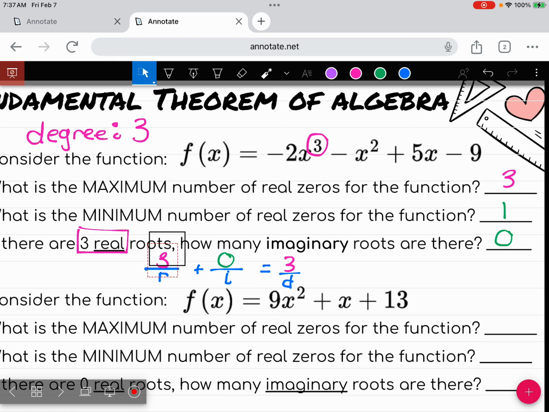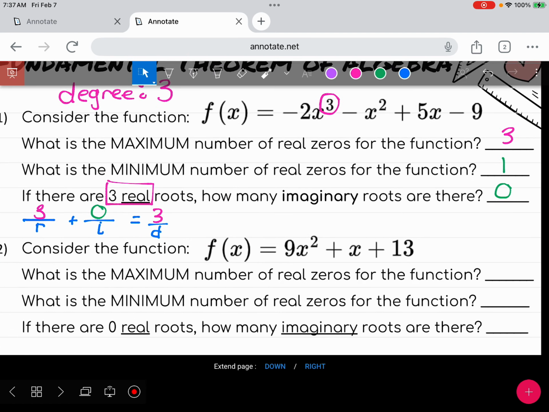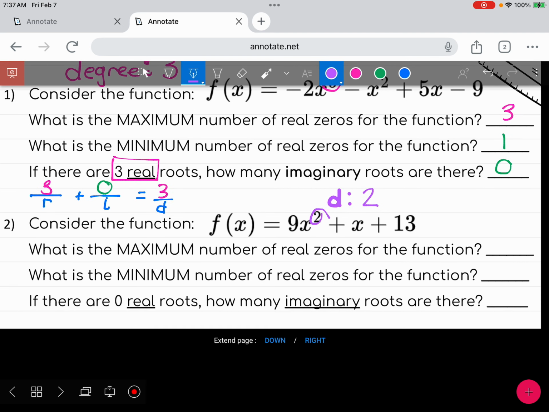So then we're doing the same kind of vibe on the bottom one. Just scooching it over a smidge. On this bottom one, what's our degree? 2. Ooh, chunky marker. There we go. Our degree is 2. It's that biggest exponent. So what is the maximum number of roots this is going to have? 2. What is the absolute minimum it has to have?